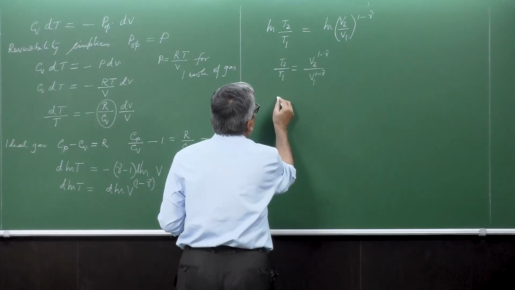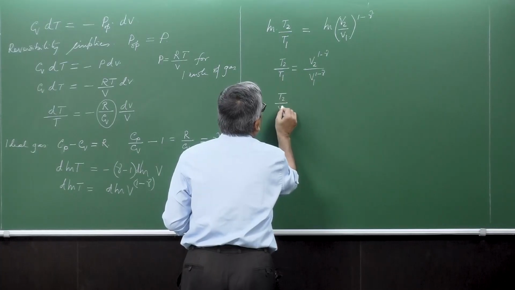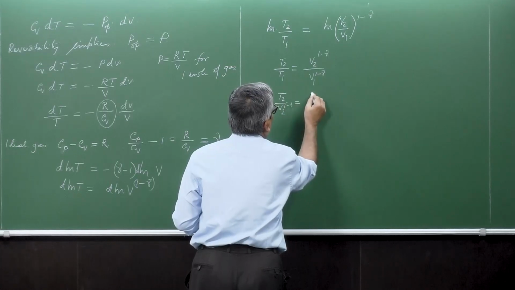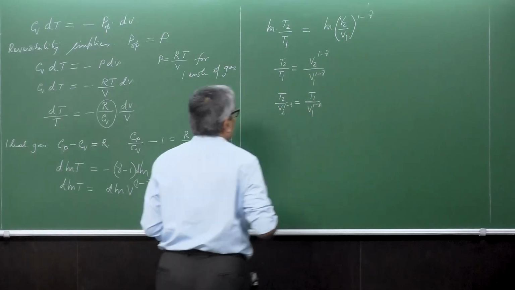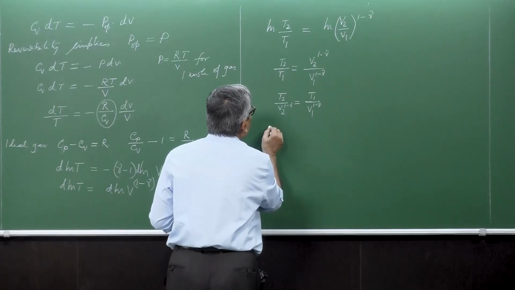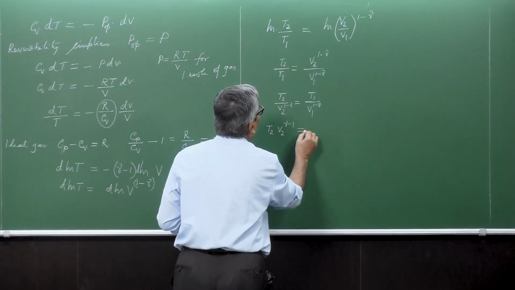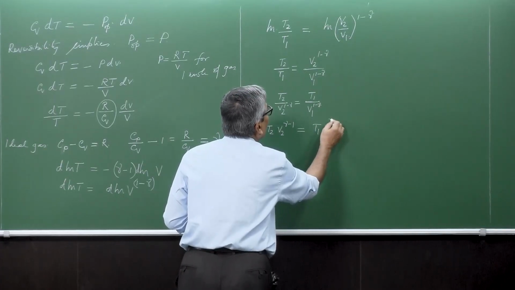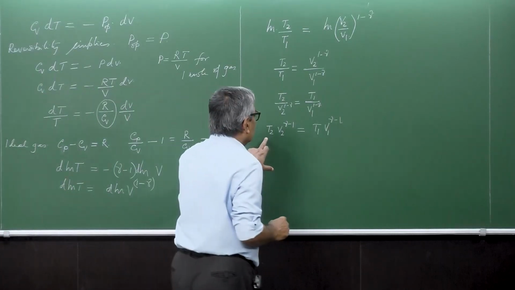So, I may slightly rearrange it: T2 V2 to the power 1 minus gamma equal to T1 V1 to the power 1 minus gamma, or you may write it as T2 V2 to the power gamma minus 1 equal to T1 V1 to the power gamma minus 1. So, this is a very simple relation.